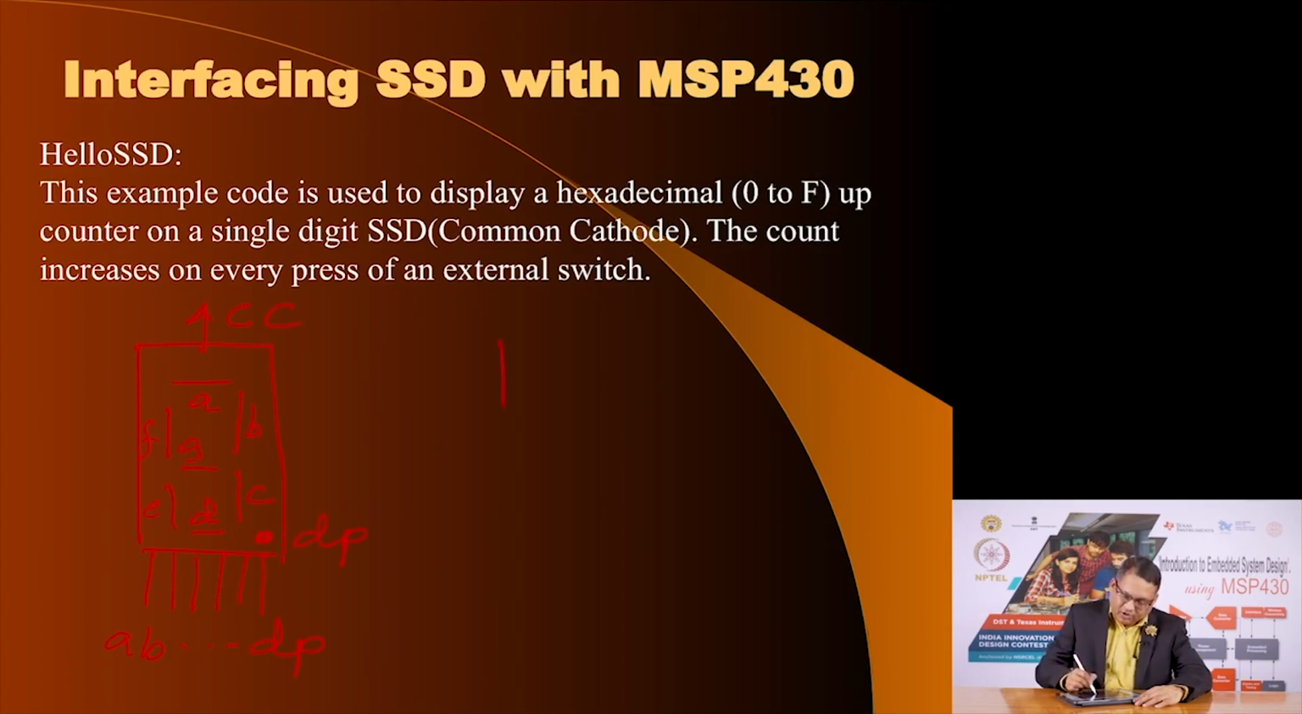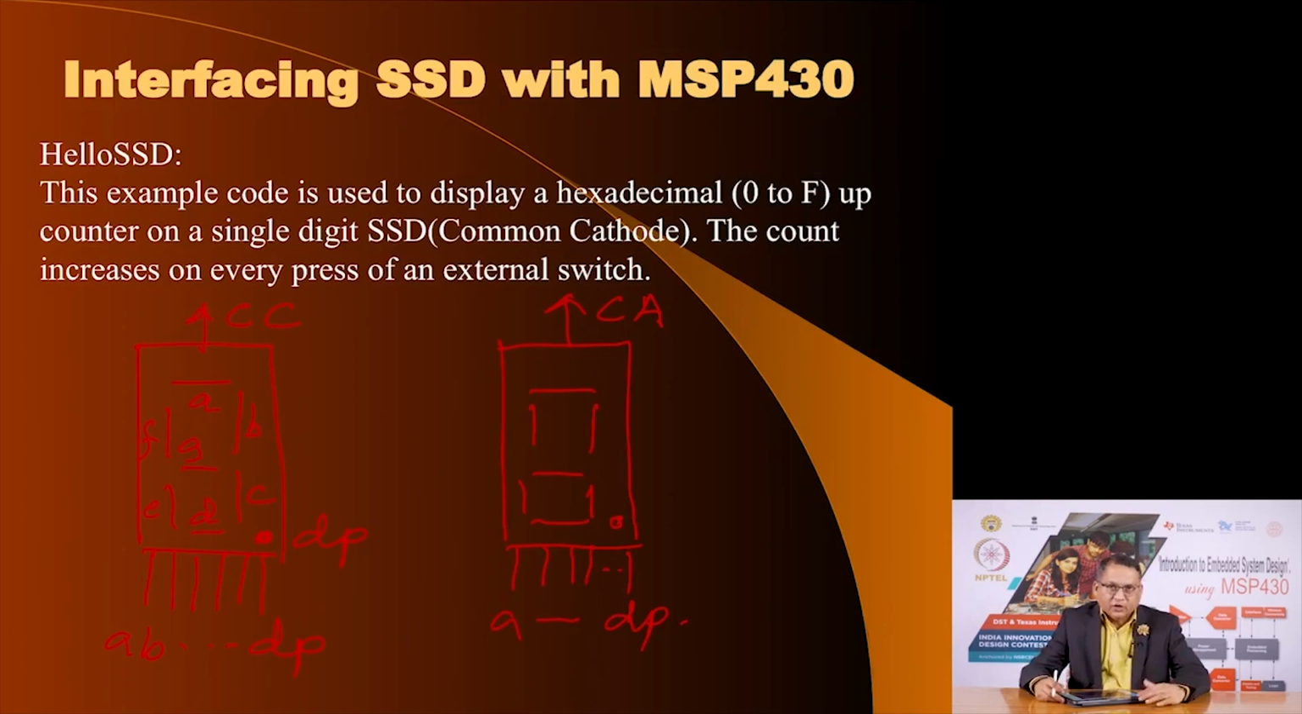Similarly, you can also have a common anode. So, now the common part is the common anode, and you have the same display with the decimal point, and you have A to DP. You can choose either of these displays. In our case, we have a common cathode 7-segment display. Now, let us see how we can interface it to our MSP430 microcontroller using our MSP430 lunchbox.